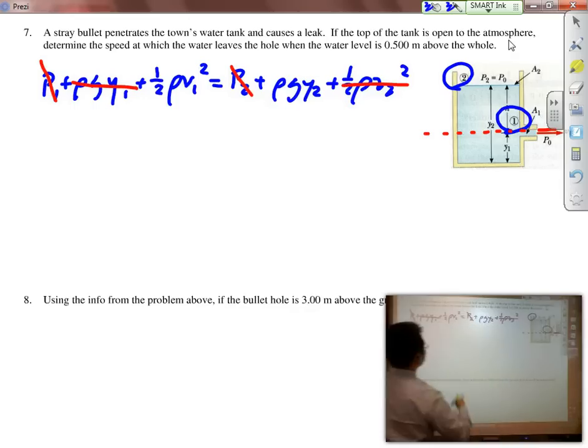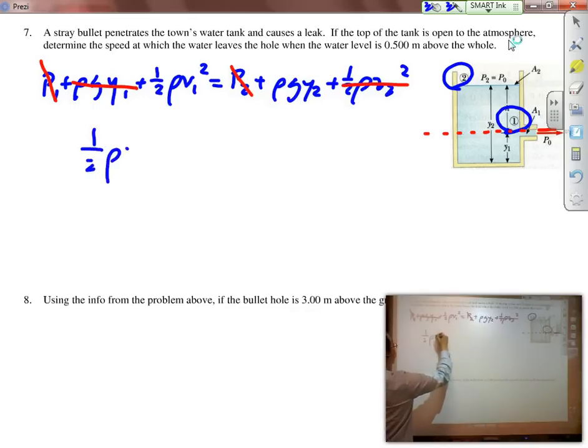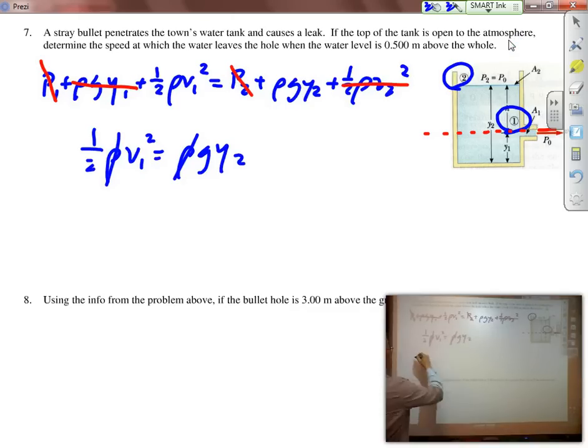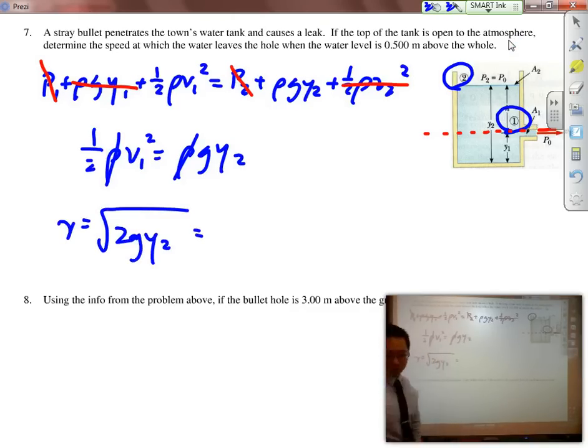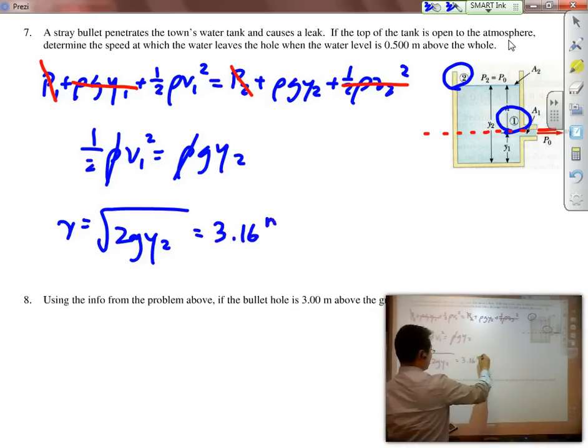So the velocity at the top is going to equal 0 as well. So then we end up with 1/2 rho v2 squared equals rho g y1. Rho's, of course, will cancel out. So velocity will equal radical 2gy, which in this case will equal 3.16 meters per second. Okay.